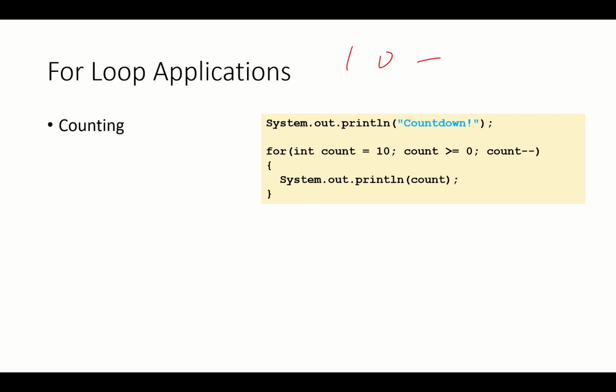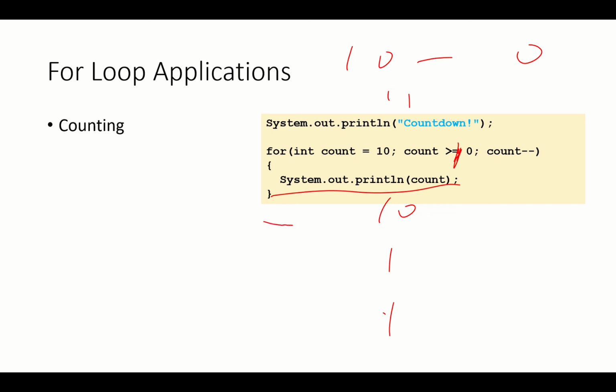It's 10 to 0, right? Correct? So basically it's 11 times. And you will print out from 10 to 0. Okay? If I remove this equal, you will get from 10 to 1. Okay?